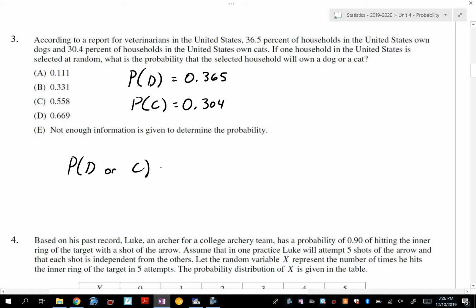Well, guys, let's write down that formula. We just did it. It's dog plus cat minus dog and cat. Because let's ask ourselves this question. Is owning a dog and owning a cat, are those disjoint? If I own a dog, then I can't own a cat. If I own a cat, then I can't own a dog.